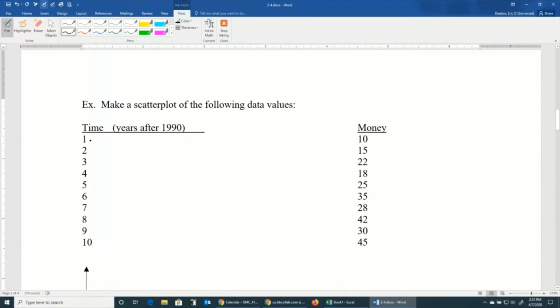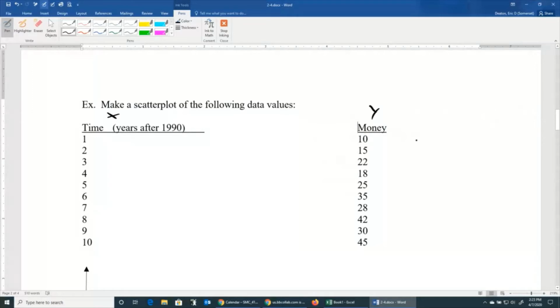Here, these will be our x values and these will be our y values. Time is normally x, so these will be years after 1990: 1991, 1992, 1993, 1994, and then 2000. And these are like money that you may earn, in thousands per year. It could be anything like that. Let's plot these.